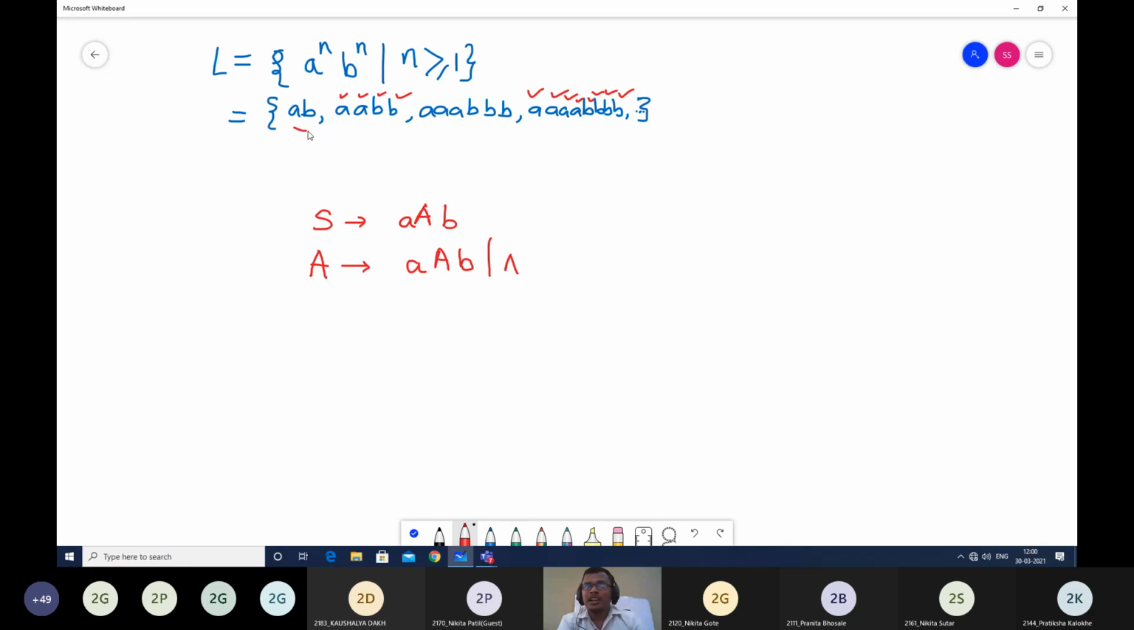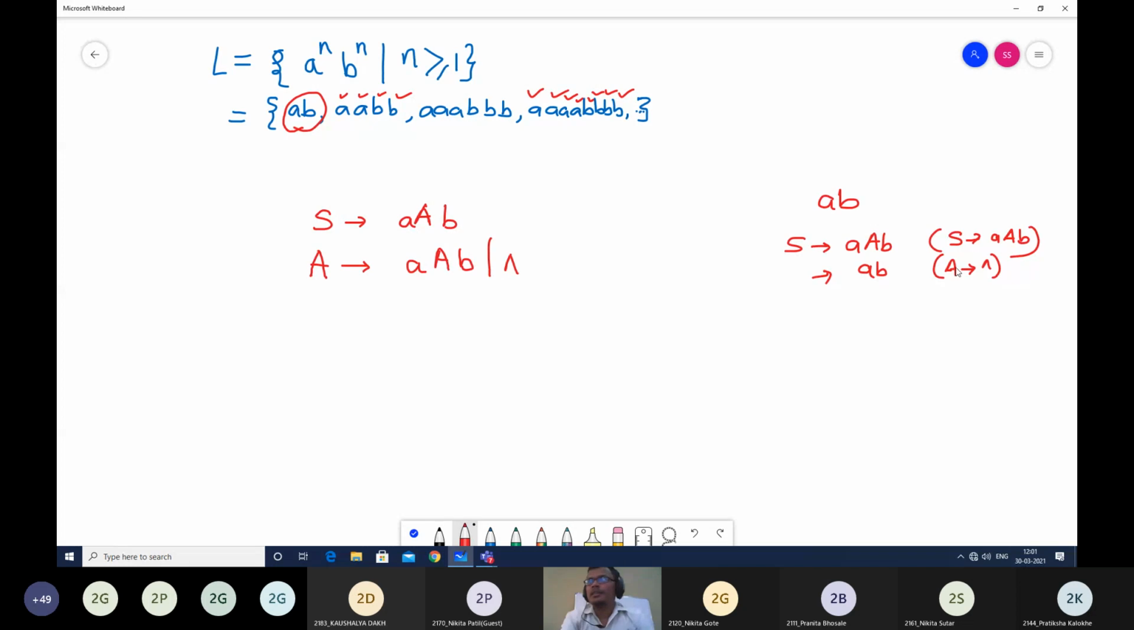Then suppose I want a string like ab. Then what will happen? I'll make this A null by using the production rule A gives null. Are you getting this? Suppose I am processing the string ab. How will I write the derivation for this? First I will do S gives aAb. And then I will make A null, using the production rule A gives null.